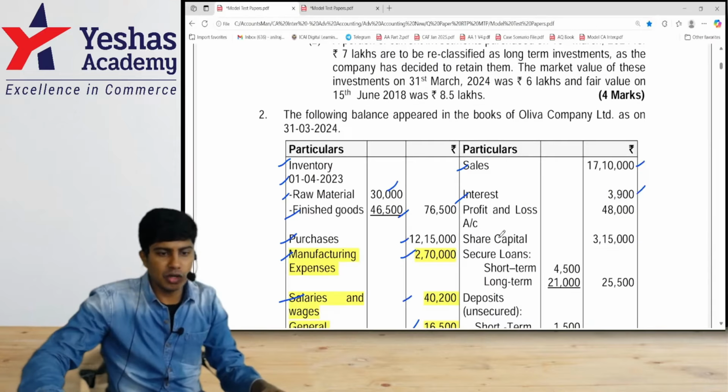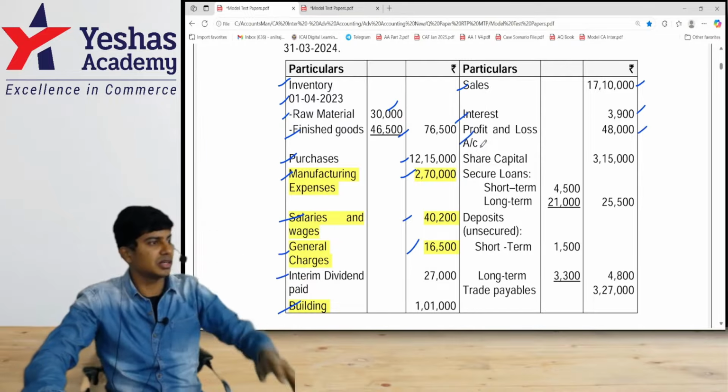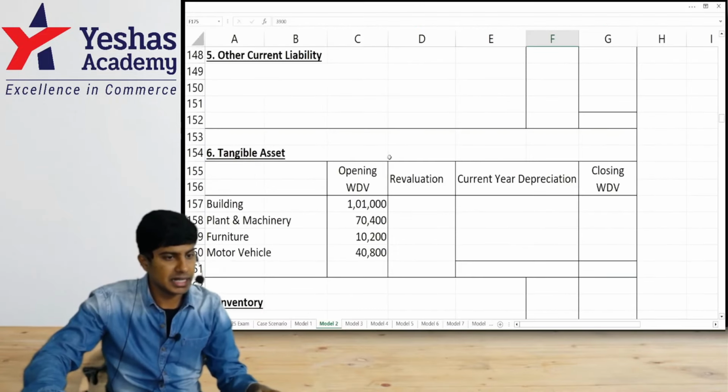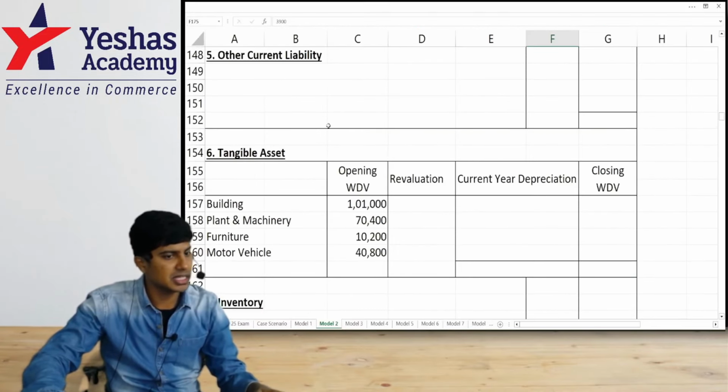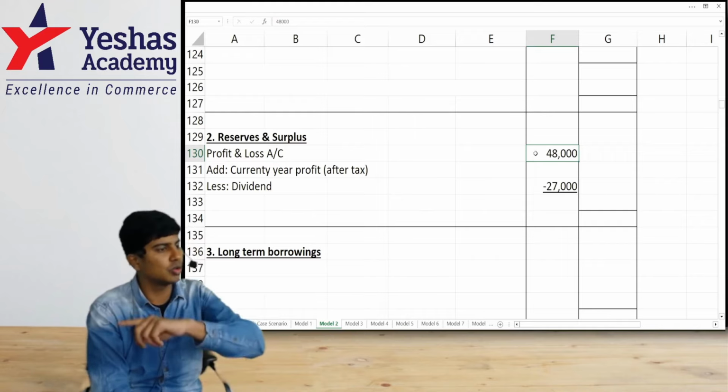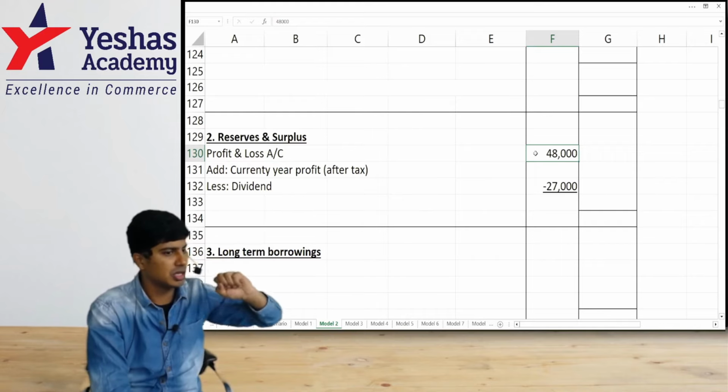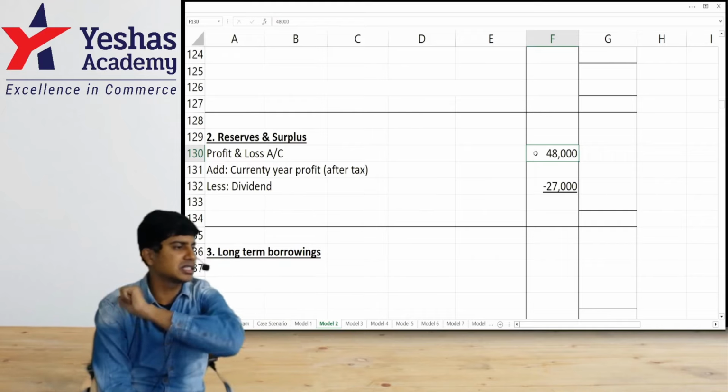Then what do we have after that? P&L account 48,000. What is this? It is not current year profit. This is accumulated profit of the previous year. Where would it go? In reserves and surplus, I would start with this balance only, 48,000. Then I would add current year profit after tax from the statement of profit or loss. Then I would deduct that interim dividend paid. The balance would go to the outer column, which will later go to the balance sheet total. This will be the last item to be closed. Once we write this, it's the last piece in the jigsaw puzzle. Got it?